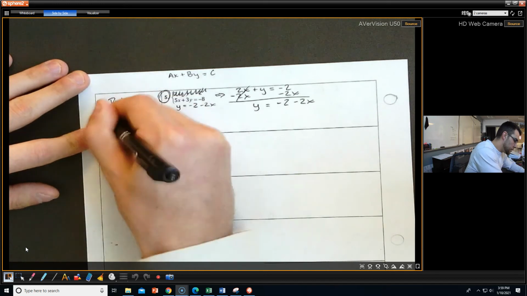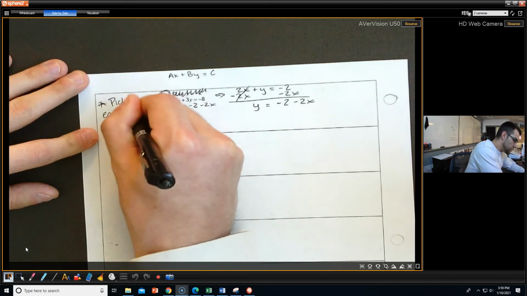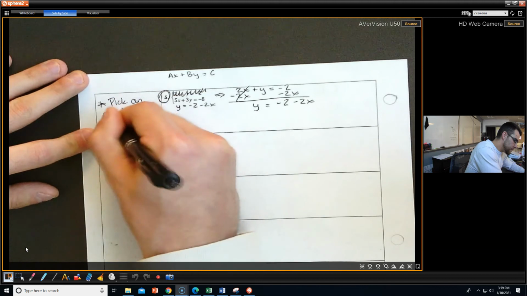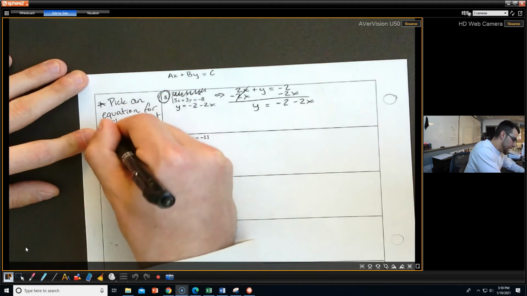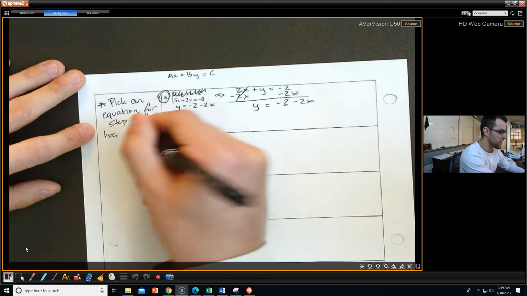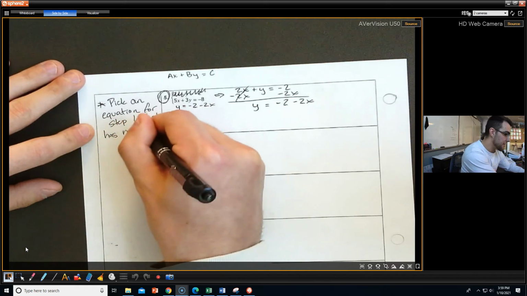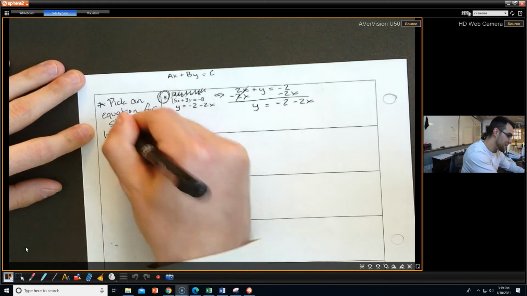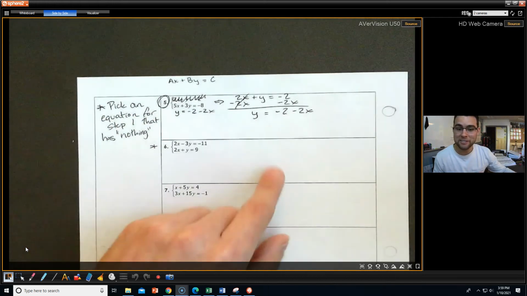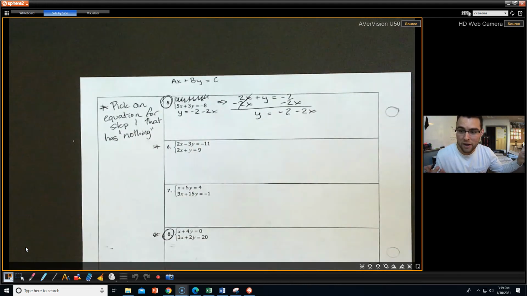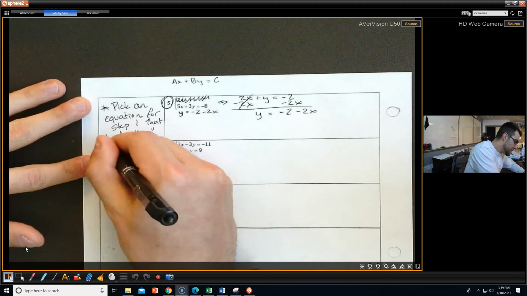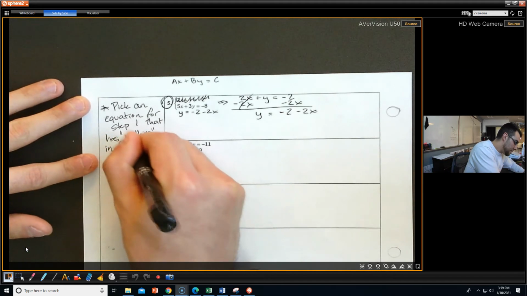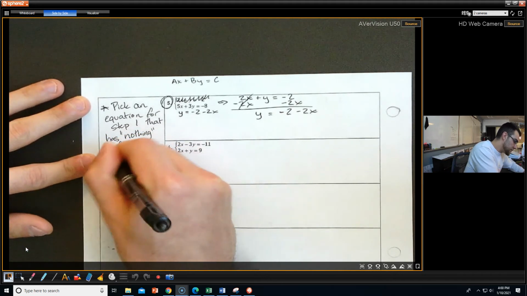Pick an equation for step 1 that has, we'll say, nothing in front of x or y. I'm putting that in quotes because technically there is something in front of this y. It's a 1, but you don't need to write it there. So pick an equation for step 1 that has nothing in front of x or y.